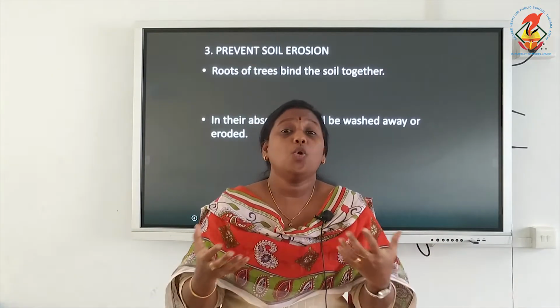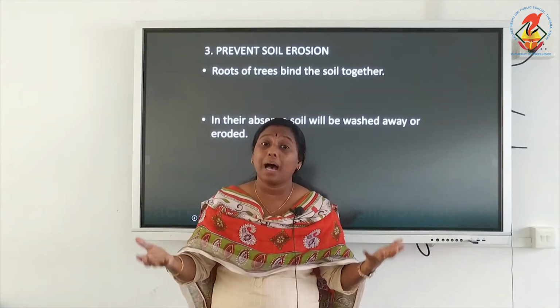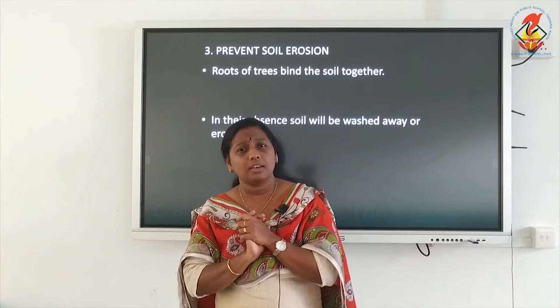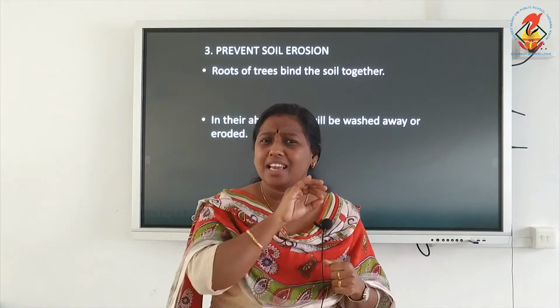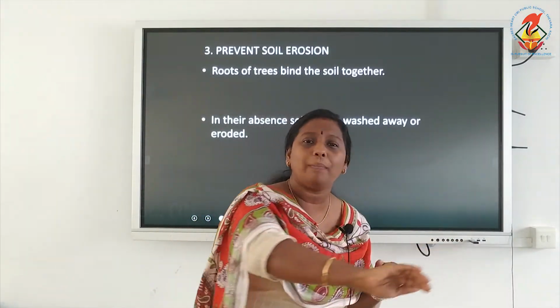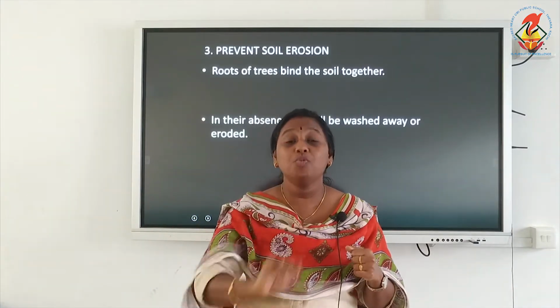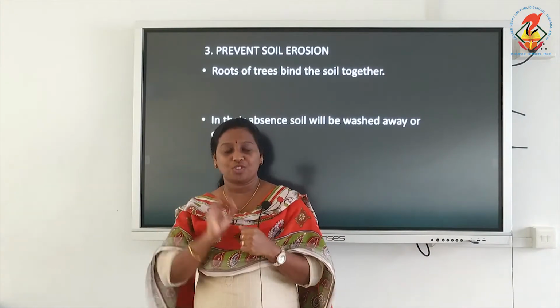Now, if there are no plants in an area, what will happen? Just think about a barren land or a desert where there is no cover of vegetation. A heavy wind or a heavy rain can easily take away the top layer of soil along with the water. Isn't it? This removal of the top layer of soil is what is called soil erosion.